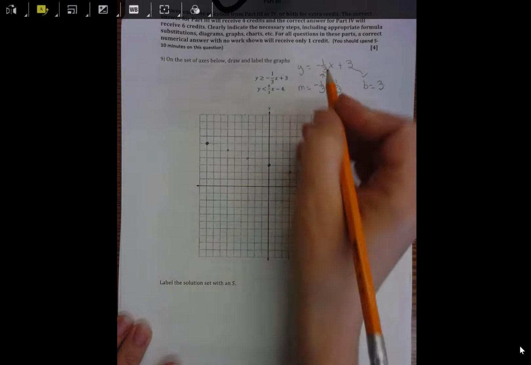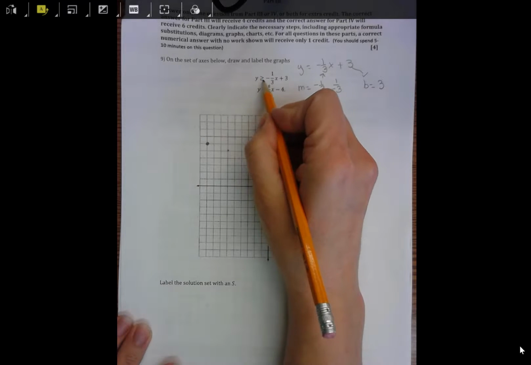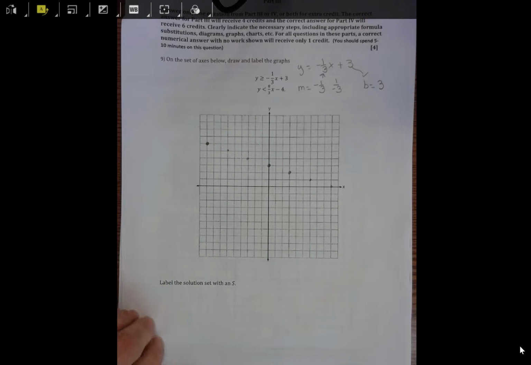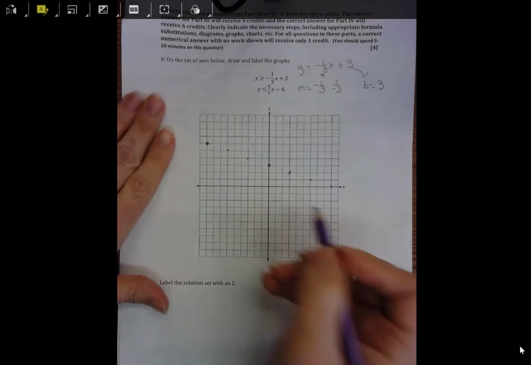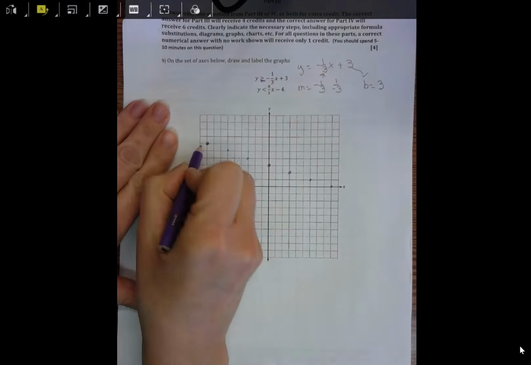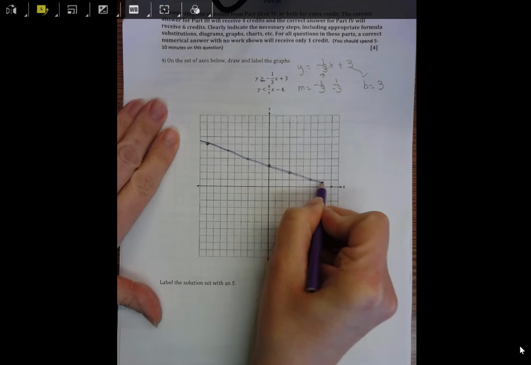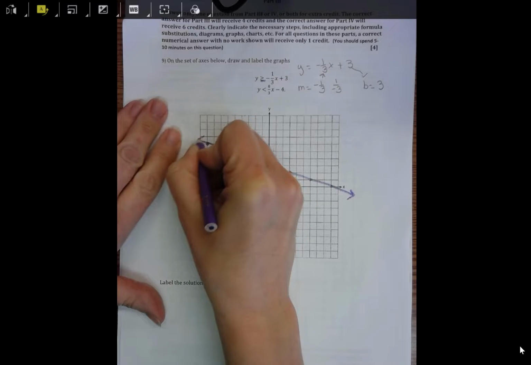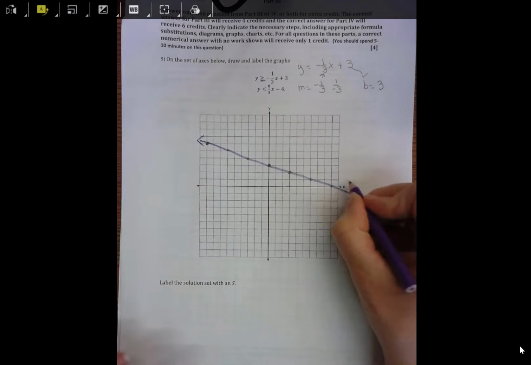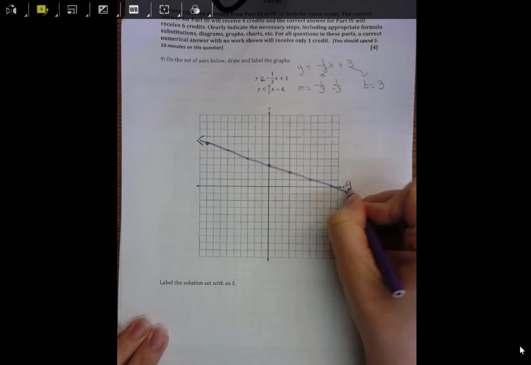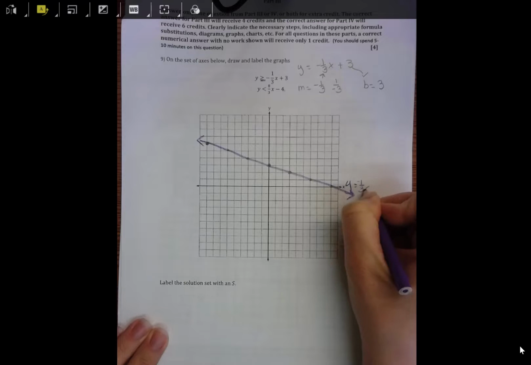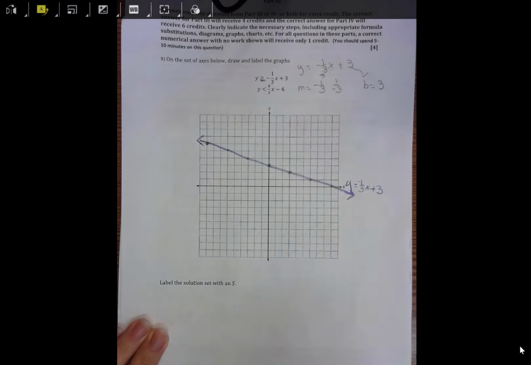Okay. I'm going to go back and look at the inequality here. This is y is greater than or equal to. So since it has the equal to, I'm going to use a solid line to connect my points. And I'm going to label this line. This is the line y equals negative 1/3 x plus 3, because that's my plane divider.